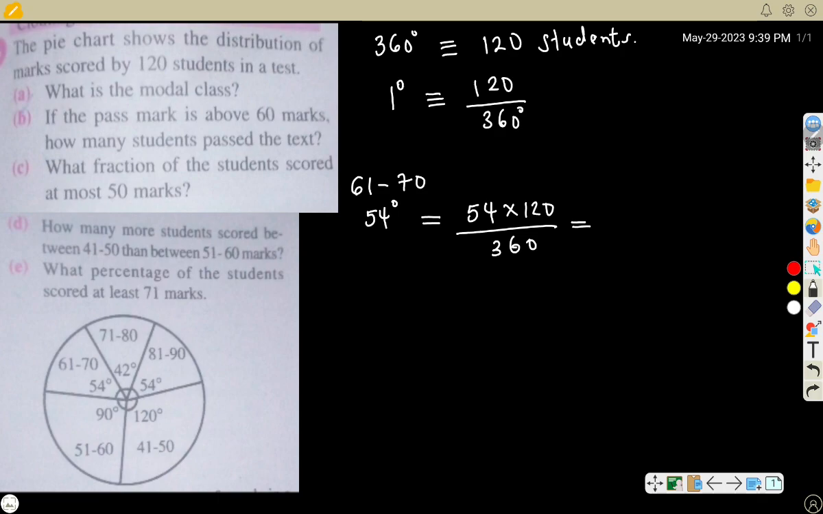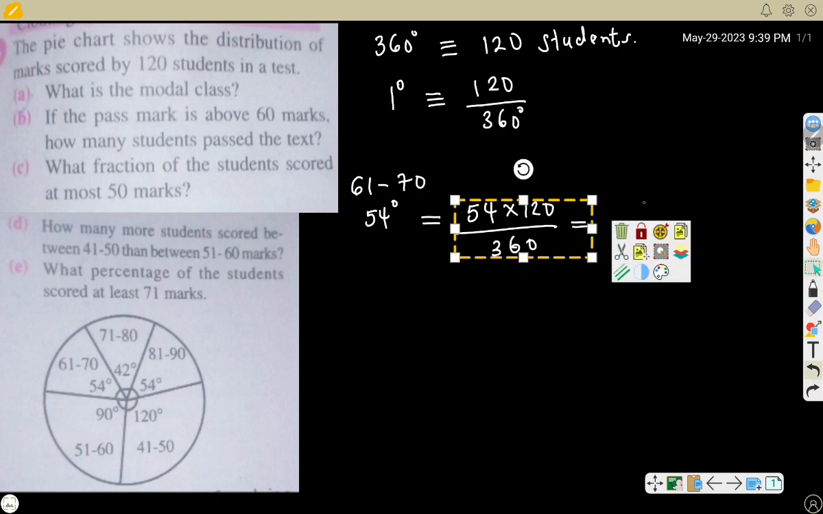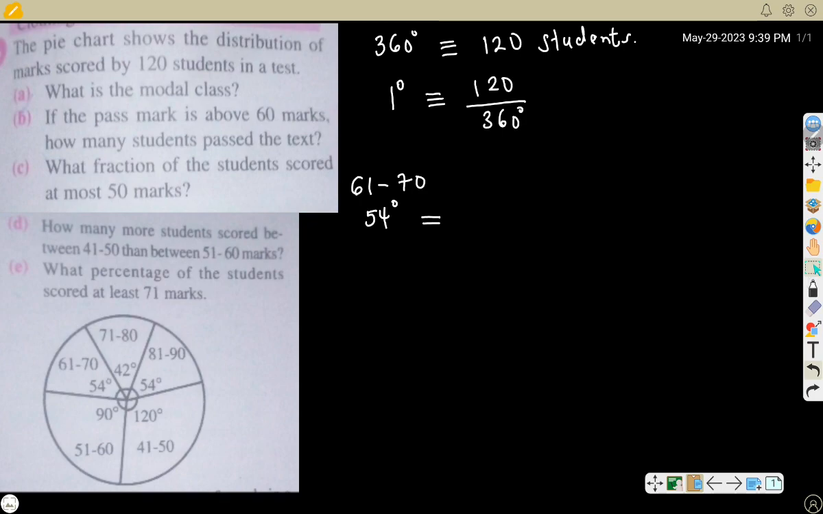Let me reduce this to the lowest term. So this 120 divided by 360, reduce it to the lowest term. 0 will cancel 0, 12 here is 1, 12 here is 3. So that means 1 degree here is 1 over 3.